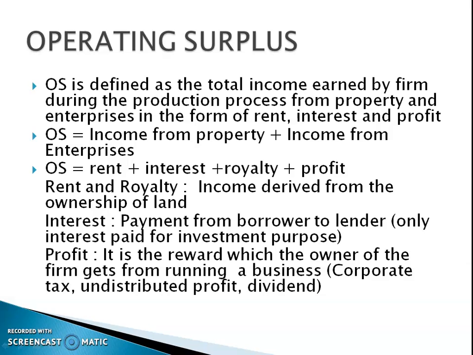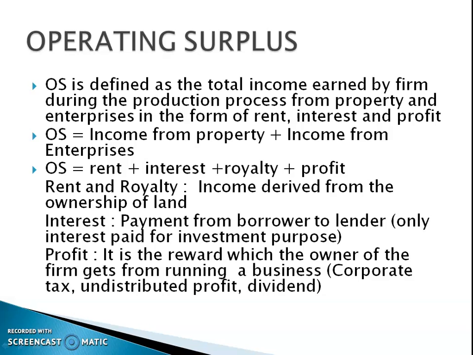The next one, profit. What is profit? It is the reward which the owner of the firm gets from running a business. That is, it includes corporate tax, undistributed profit and dividend. Corporate tax is the tax paid by the firm to the government. Undistributed profit is the profit retained by a firm, and dividend is the payment made to the shareholders. So, these are included in operating surplus.